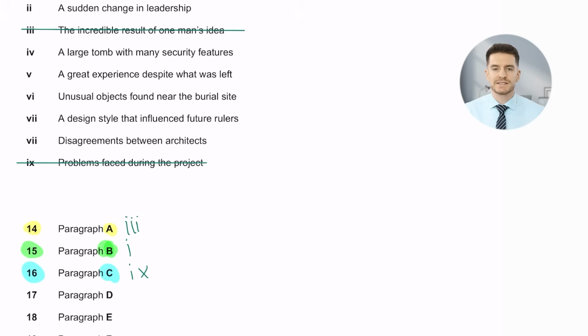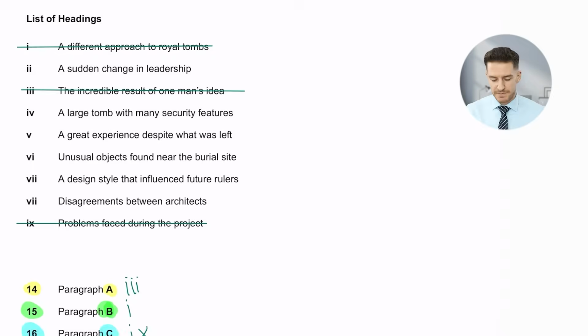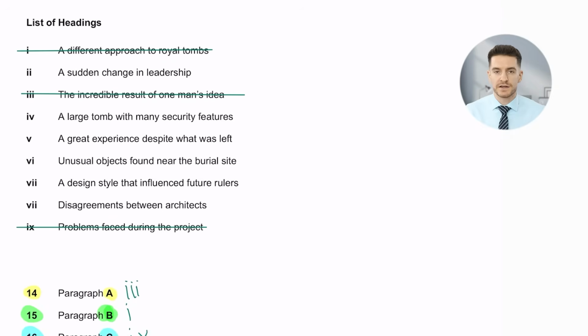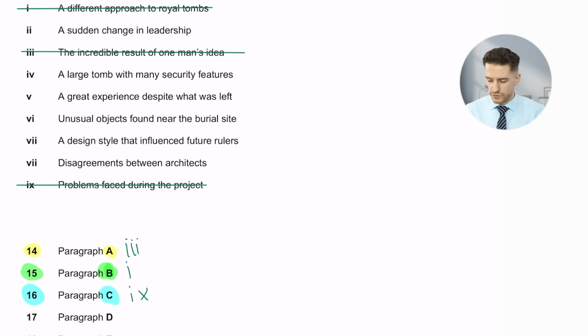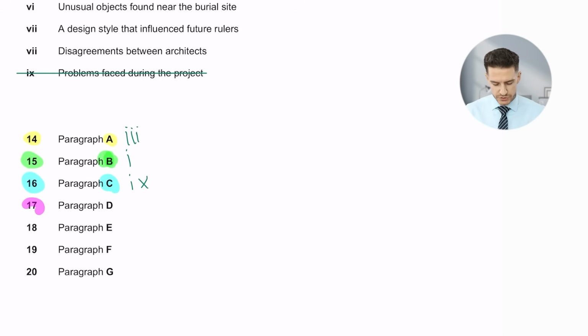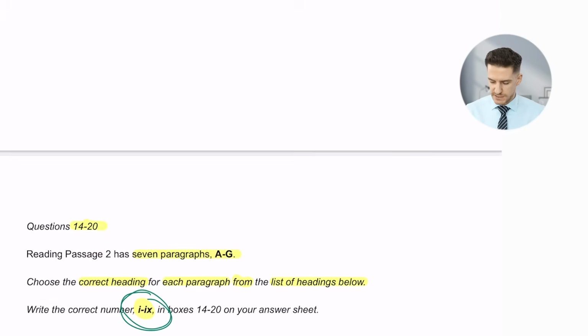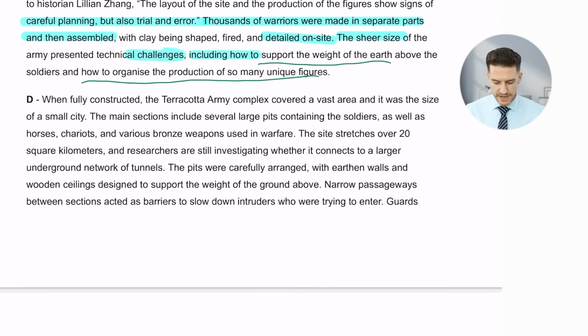Now, please note that sometimes your heading or your summary is not going to be exactly the same as the headings that are provided. So if that happens, you may need to go back to the paragraph again and have a look at the main ideas one more time. So now let's go on to the next question, which is question number 17, and that's paragraph D. So let's see what we can find about the main ideas there.